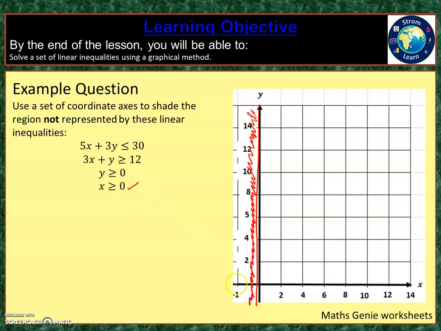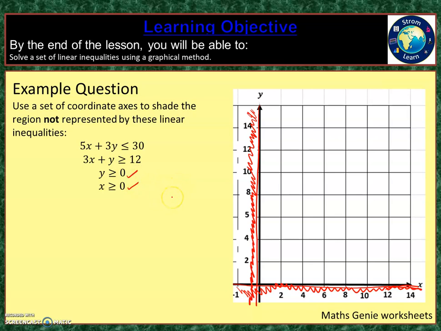Okay, so the next bit, y equals 0, is otherwise known as the x-axis. So again, let's just pretend that's straight. And again, we're looking at values greater than that, so let's just cross all this out. That's below. So we've dealt with that inequality.